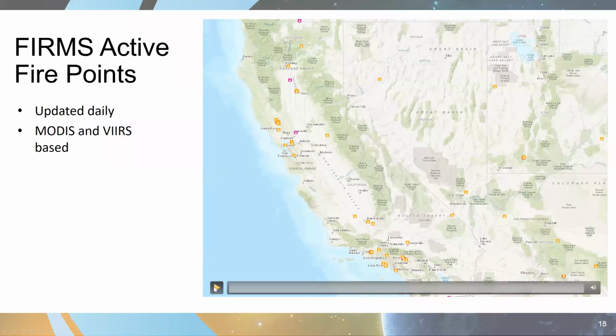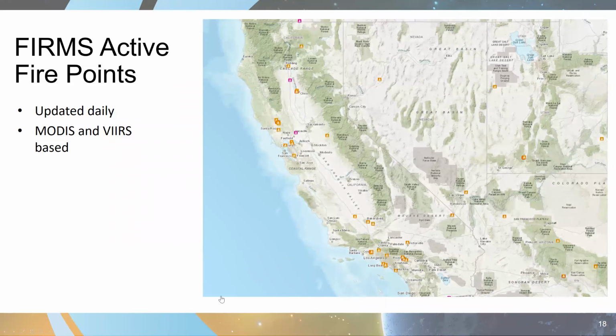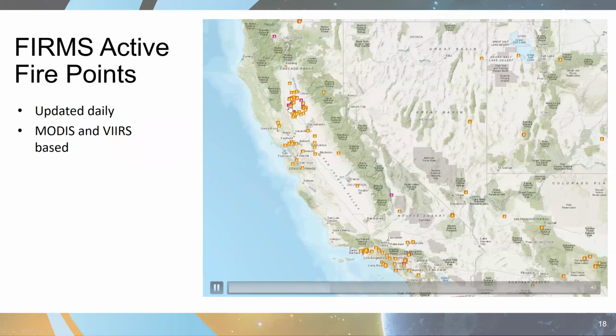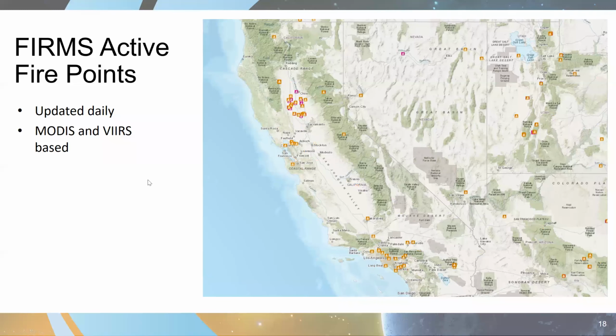So here's the FIRMS active fire points, and you'll see as it progresses each day, different points that are popping up. This was a decent sized fire that happened earlier last year in California.